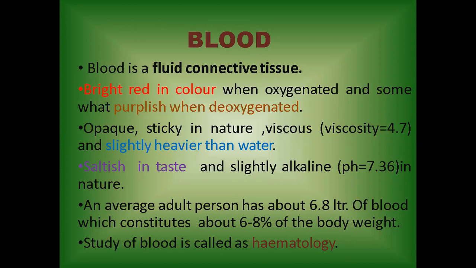And it is alkaline, okay? Alkaline, not acidic. Blood is alkaline. The pH value is 7.3, more than 7, that is alkaline, base, not acid. In one adult person, we have 6.8 liters of blood in total. And blood weight is 6 to 8% of the body weight. That means if the body weight is 100 kg, then the blood weight becomes 6 to 8 kg, okay?